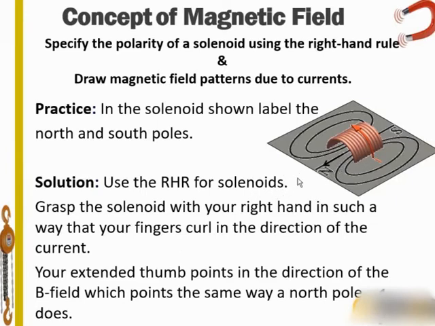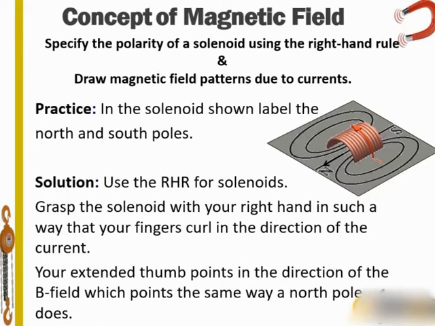So in other words, your thumb, using the right-hand rule, will enable you to point in the same direction that the north pole is pointing. In other words, if you think about it, looking at the diagram, it's the direction that the field lines from the north pole are actually pointing in terms of the direction that your thumb is pointing.